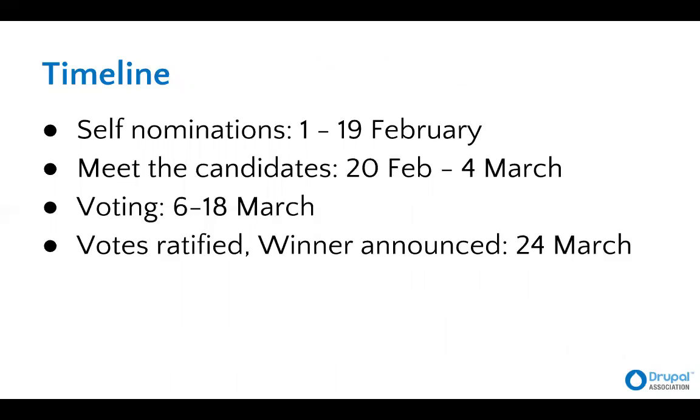And this is the timeline that we're going to use. So self-nominations will be from the 1st to the 19th of February. Meet the Candidates will be February 20th to the 4th of March. And voting will take place from the 6th to the 18th of March. Votes will be ratified, and the winner will be announced the 24th of March.